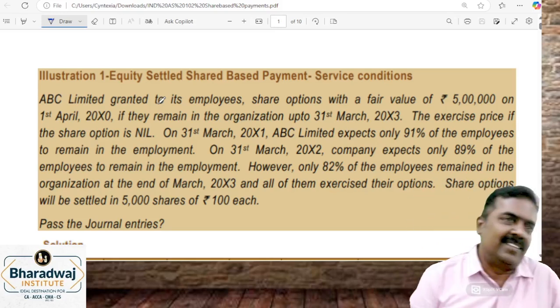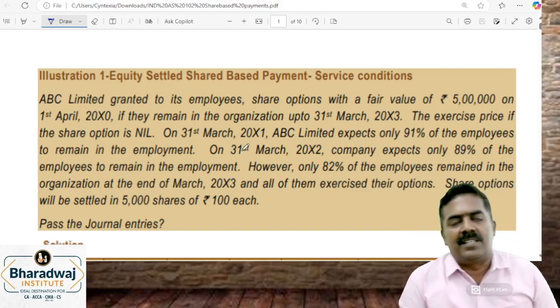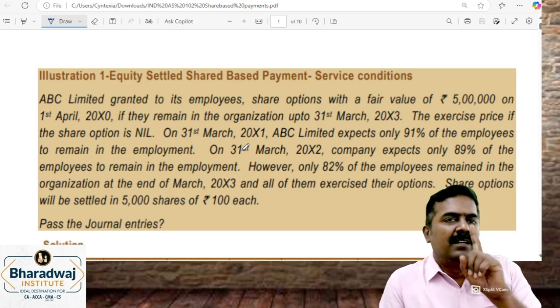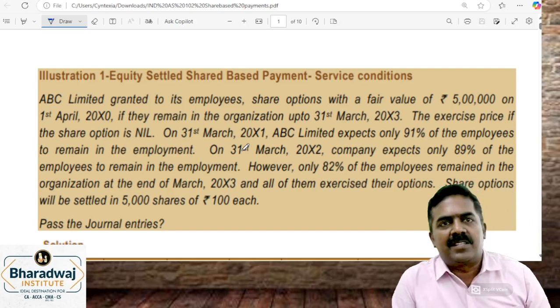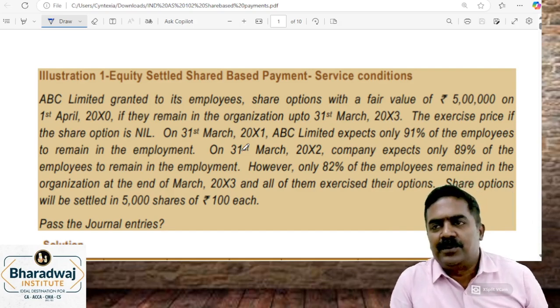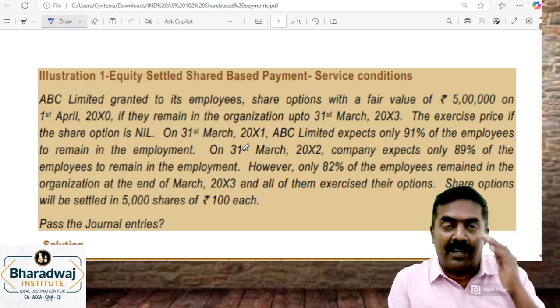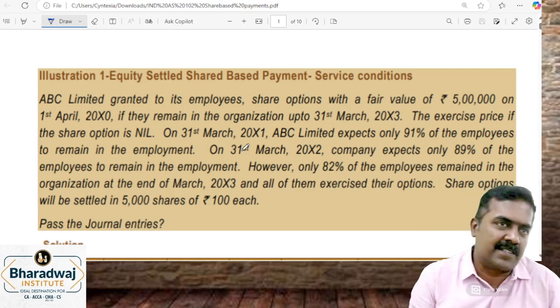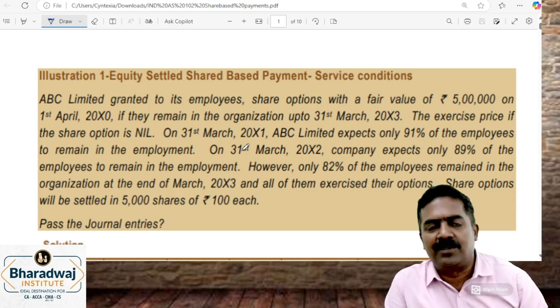We'll begin with revising Ind AS 102. Before we start revising Ind AS 102, what is a share-based payment? Anything that is based on your share value, or anything that depends on the number of shares to be allotted, or anything that is to be settled in shares.